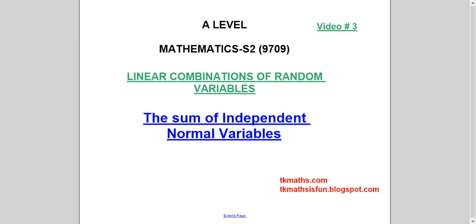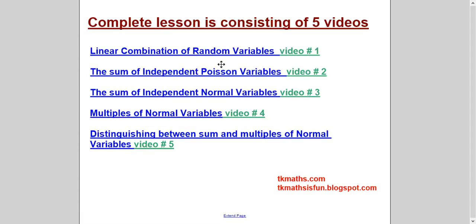This is video number 3 for linear combination of random variables. And in this video, we will discuss the concept of the sum of independent normal variables. This is a topic of A-level mathematics S2. In the previous two videos, we have seen the linear combination of random variables and the sum of independent Poisson variables. You can see the link in the description. So this is the third video on this topic. So let's start.